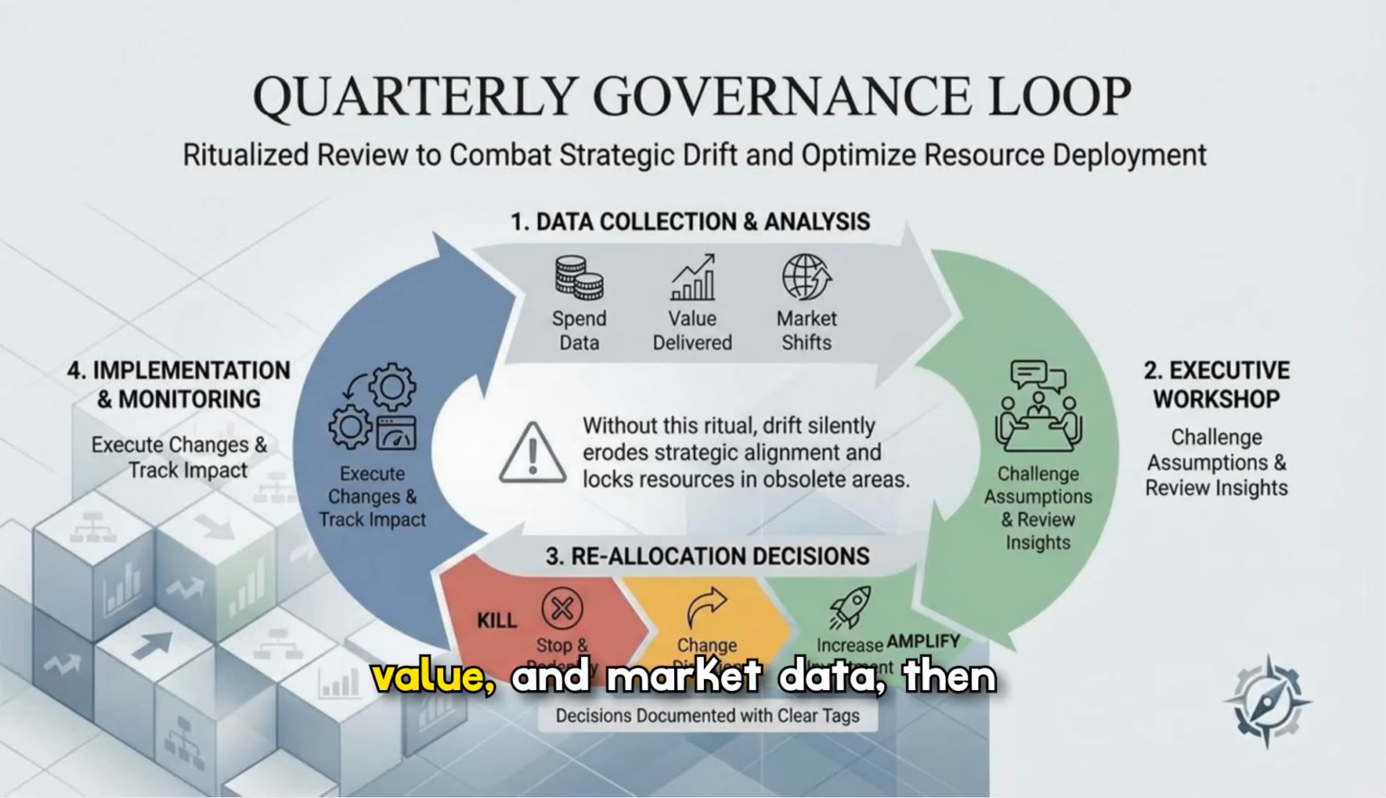The quarterly governance loop is a ritualized rhythm to prevent strategic drift. Collect spending, value, and market data, then run an executive workshop to challenge assumptions and surface insights. Make clear reallocation decisions, stop or kill, change direction, or amplify investment, and then implement changes while monitoring impact. This cadence documents choices, keeps resources aligned to strategy, and ensures continuous course correction.